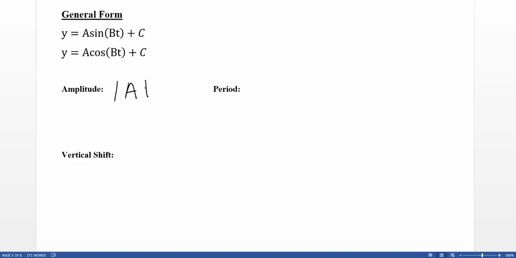We have to keep that in mind when we're thinking about our functions, that if we know the amplitude, it doesn't necessarily mean that the number in front was positive. The number in front could have been positive or negative, but we took the absolute value.